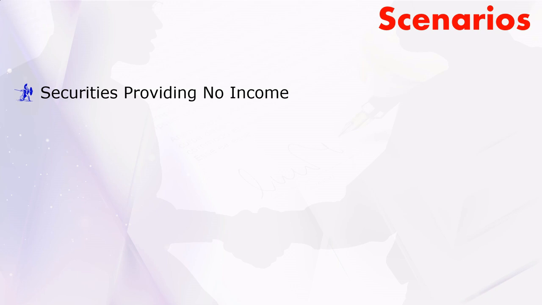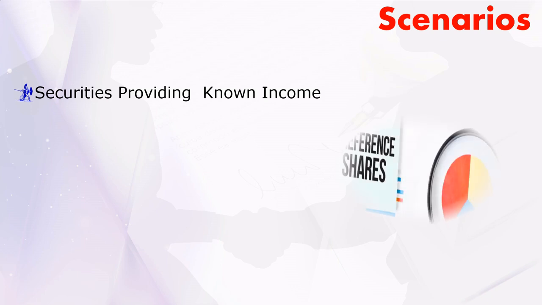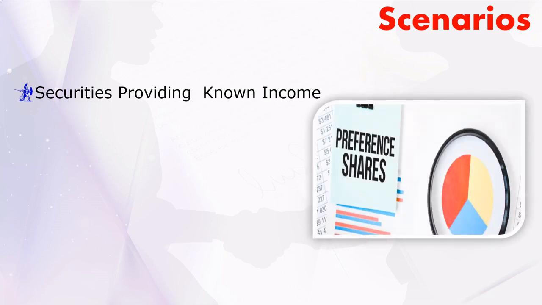Our second scenario is securities providing known income. Here, as the word indicates, you know for certain that during the period of holding, you are going to get a fixed amount of income from the security. So if that is the case, how can we value? Usually, we know that we are going to get a fixed income in the dividend. But do we have a forward or fixed contract of dividend?